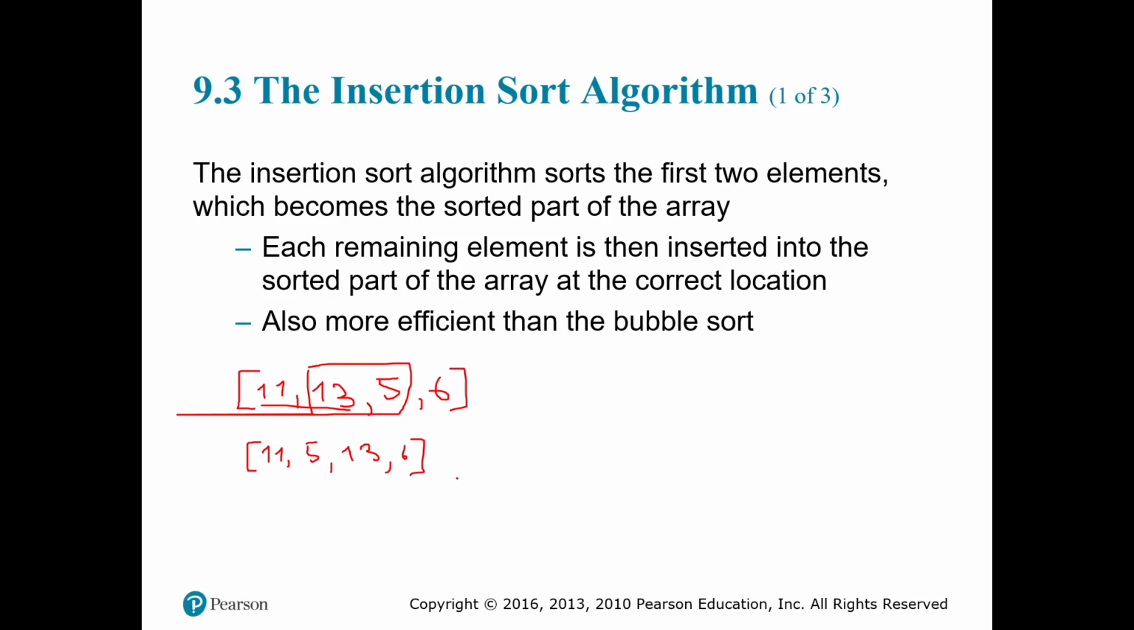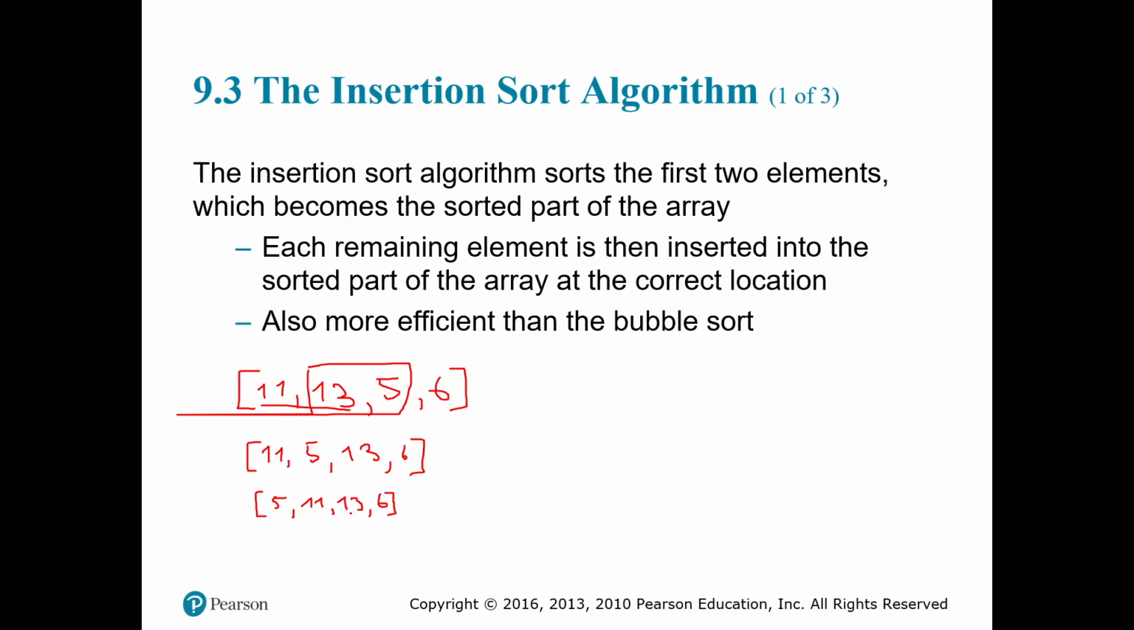So this is what we're going to end up with. Now we're not done, because 5 is splitting our 11 and 13. So we take the 5 and we look, is 11 less than 5? No. Okay, so we swap those two. 5, 11, 13, 6. Okay, now we look at 5, 11 sorted, 11, 13 sorted.